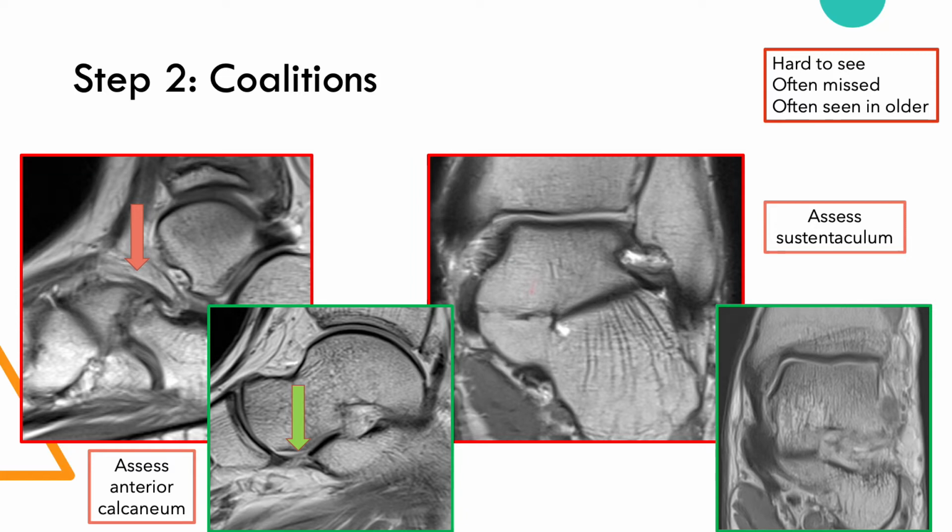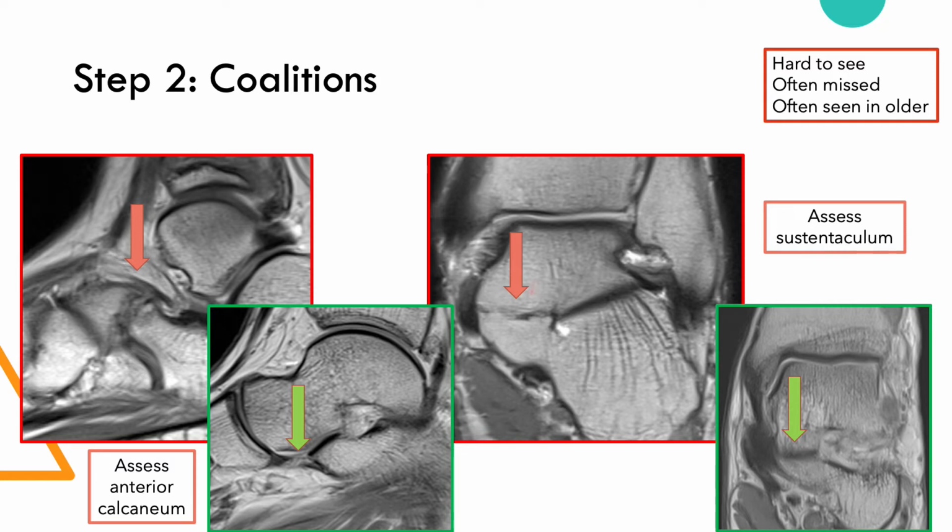The second and probably more common area is looking at the sustentaculum. You can see here, normally the sustentaculum will be horizontally oriented with a dark signal band, which is fairly smooth on both sides. Whereas in somebody with a sustentacular coalition, you would see that line looking rather irregular, significantly more narrowed, and oftentimes angulated superiorly or inferiorly, which would be indicative of somebody with a coalition.